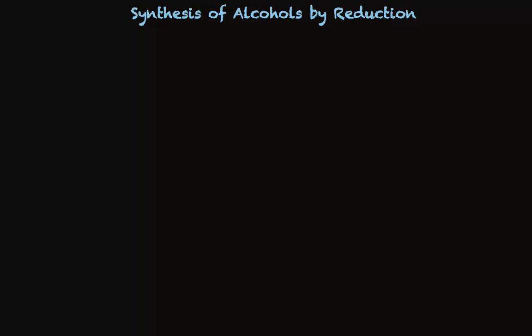Because alcohols occur widely, and they are also used extensively as intermediates in synthesis, it's important to know how to make alcohols, and one of the key approaches to making alcohols is reduction. Of the many reducing agents that are available and that act on a variety of functional groups to make alcohols, there are three key reducing agents that I want to focus on.